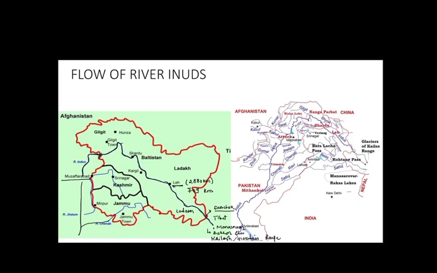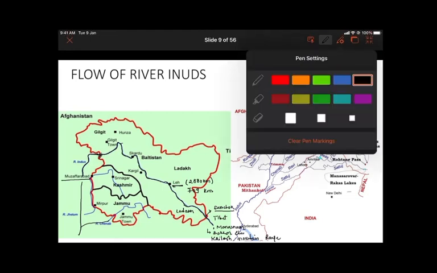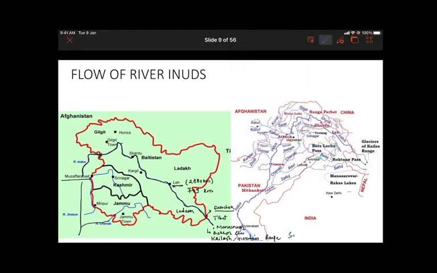Let's look into it in more detail. So Indus originates in Tibet and there it is known as Singhi Khamban, which also means the lion's mouth. As it enters the Ladakh region and flows through India, it is known as the Sindhu. So we got two names for Indus, Singhi Khamban and Sindhu.